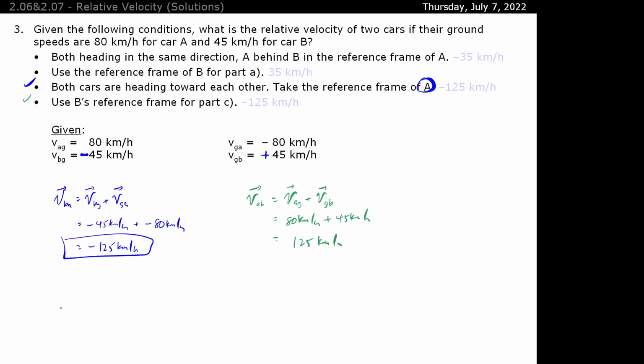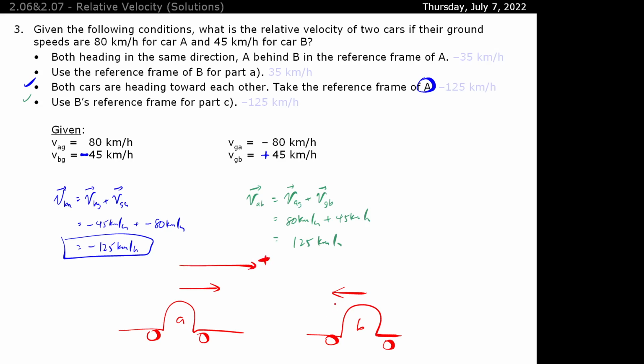Once again, if you need a picture just to see what's going on, here's car A traveling this way, and here's car B traveling that way. Here's my awesome looking cars. Okay, so the first one is relative to car A. If we take that this is the positive direction, then yeah, car B seems to be screaming back at you backwards at a crazy fast speed.